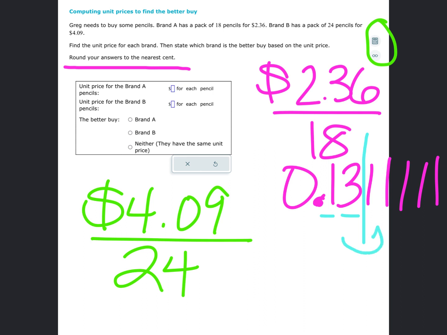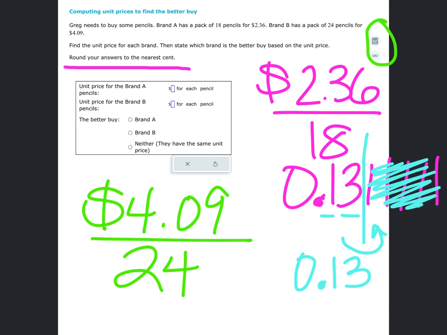I can look to my right. It's a 1. So that means when I'm rounding to the nearest cent, it's going to end up rounding to 13 cents. I'm not rounding up to 14 cents. And when you round, all you do is look next door to see if you're going to round up, and then you get rid of it. They become zeros. So brand A pencil is 13 cents per pencil.